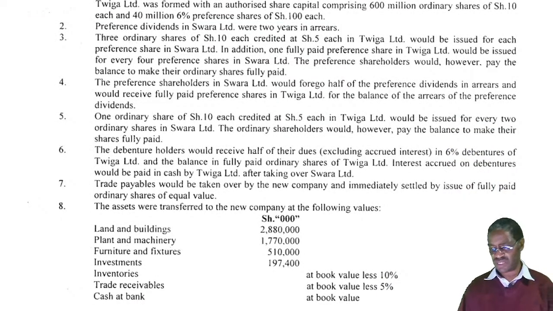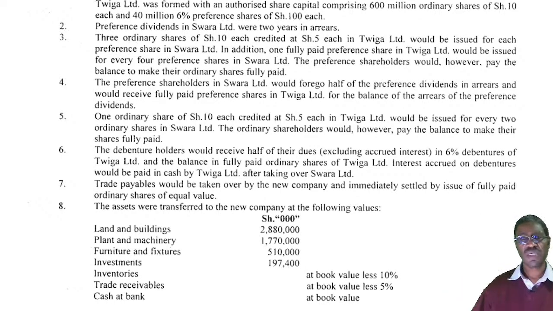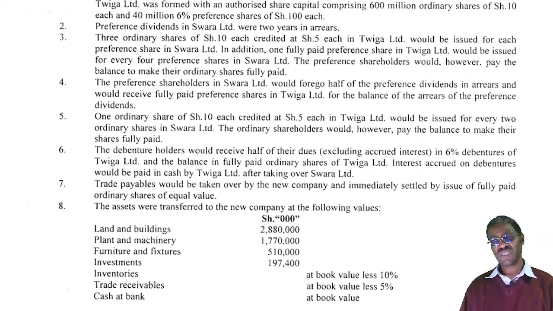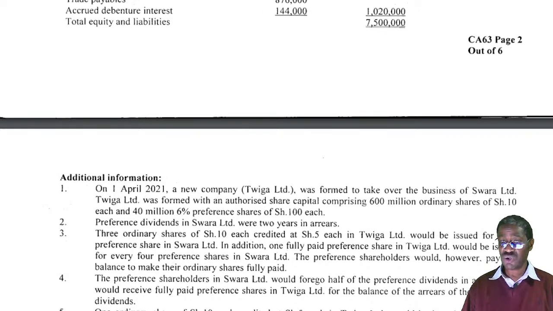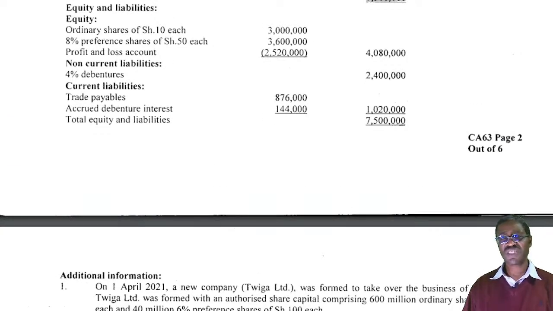That's note number 5. Number 6 says the debenture holders would receive half of their dues, except the accrued interest, in 6% debentures of Twiga, and the balance in fully paid ordinary shares of Twiga. Good. There is no calculation we are putting down there. You just need to know the value of the debenture. If you go to the balance sheet of Swara, I can see they have a 4% debenture amounting to 2.4 billion.